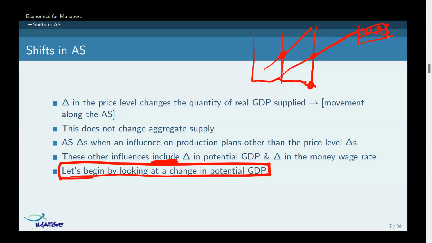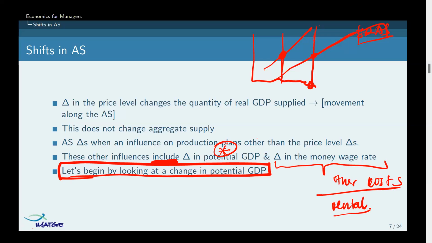Okay, so now we've looked at one of the aspects whereby I said these other influences include what? Change in potential and change in what? Money wage rate. But money wage rate is just one of the costs. There are other costs as well, which can be maybe rental rate of capital. Because remember, money wages are just the return for labor, right? It's one factor of production. We are paying for the labor, but you need to pay for capital, you need to pay for rent, you need to pay all those other costs that are involved in business transactions, in production.